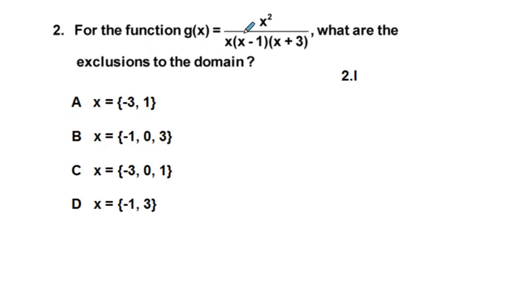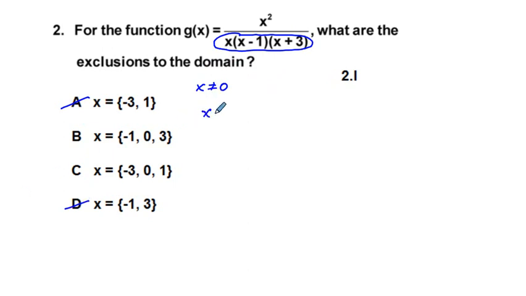Next, for the function g of x equals x squared over x times (20x minus 1) times (20x plus 3), what are the exclusions to the domain? Again, as in problem 1, we're looking for the values of x where the function is undefined, and those would be the exclusions. So we could take each one of these factors in the denominator and set each one of these factors equal to 0 or not equal to 0. So we have an exclusion where x equals 0, and that exclusion appears neither in answer choice A nor in answer choice D.